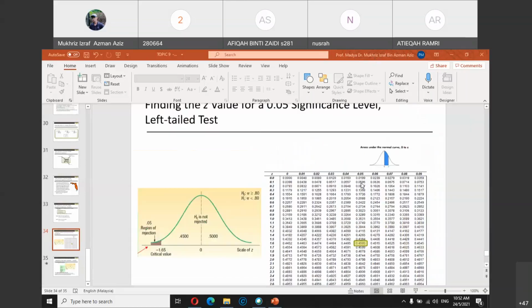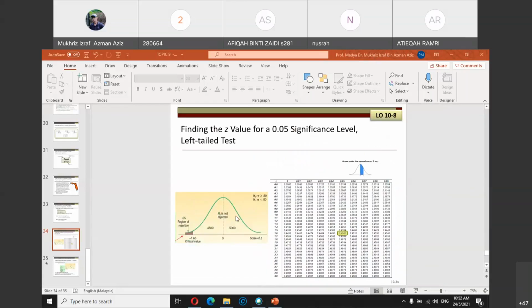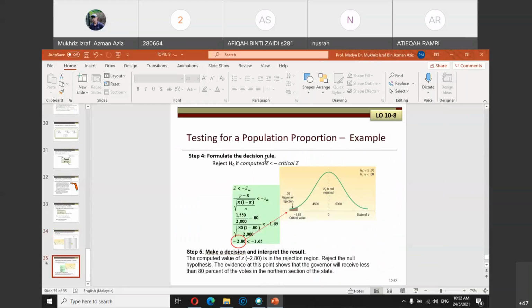The rest is the same. Step number 4: reject H0 if the calculated Z is less than negative 1.65. So in step number 4, you need to add the value negative 1.65 here. The rest is the same. Of course, the formula is different.